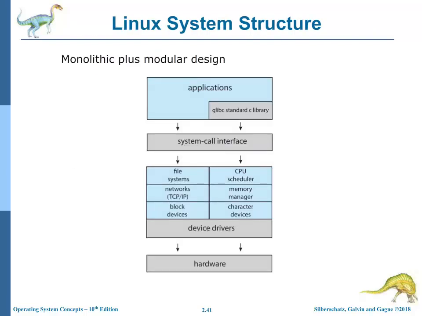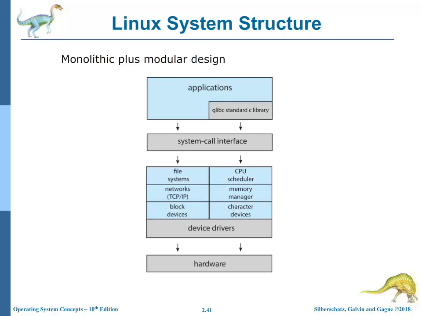The Linux operating system is based on Unix and is structured similarly. In this figure, we can see that applications typically use the glibc standard C library when communicating with the system call interface to the kernel. The Linux kernel is monolithic in that it runs entirely in kernel mode in a single address space. It does have a module design that allows the kernel to be modified during runtime.